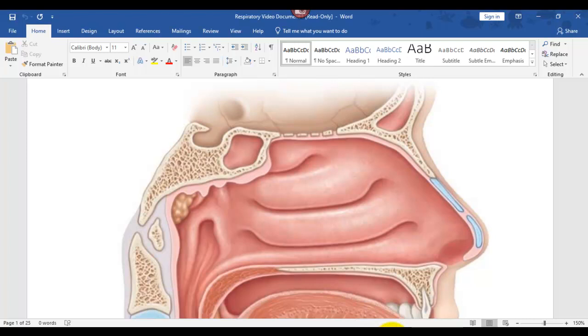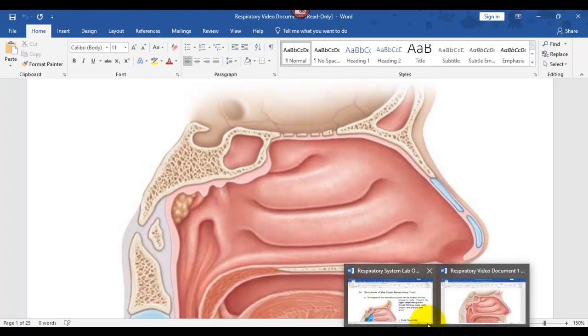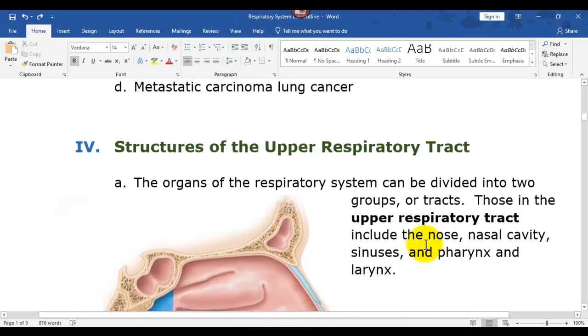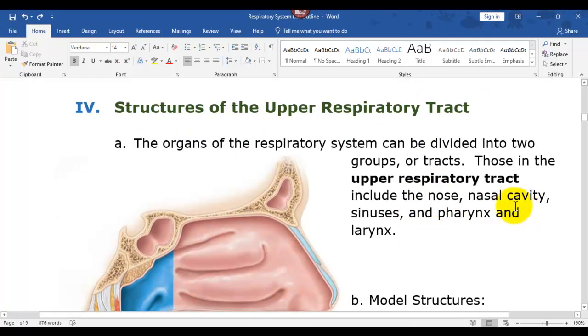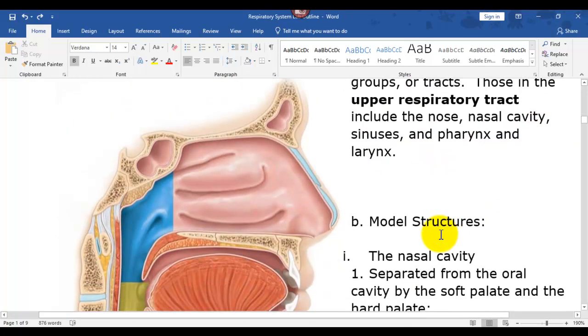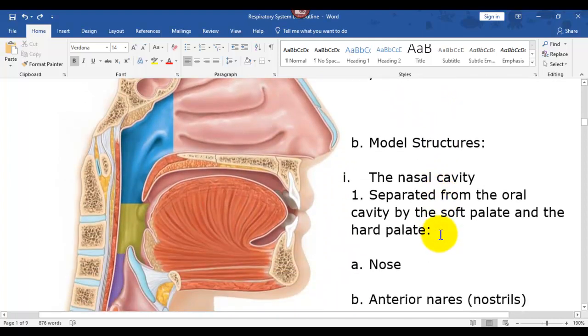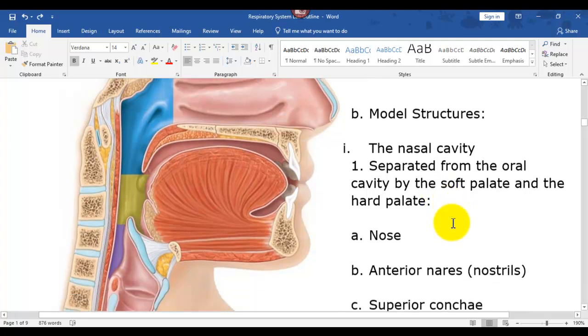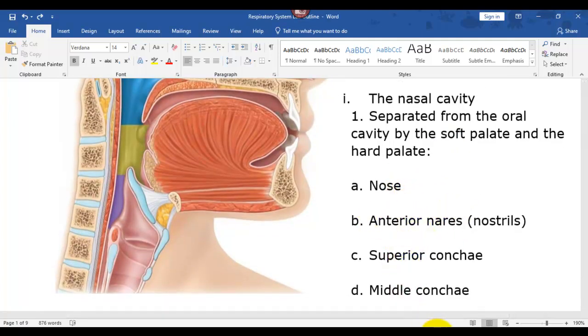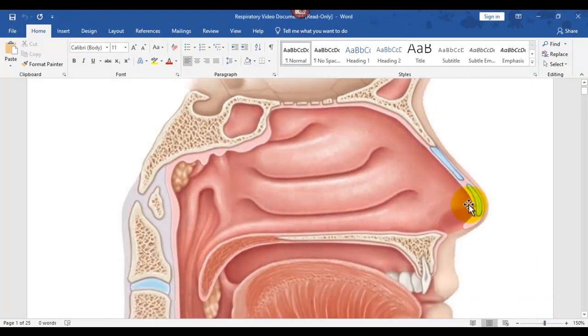So I'm going to point out a few things first. The organs start with the upper respiratory tract, which includes the larynx, and then the lower part, which kind of starts at the area of the trachea. So, model structures: nose, anterior nares, and we'll go from there. So the nose is here. All of this is the nasal cavity. This is a callback to A&P 1 lab. These folds are called the nasal mucosa.